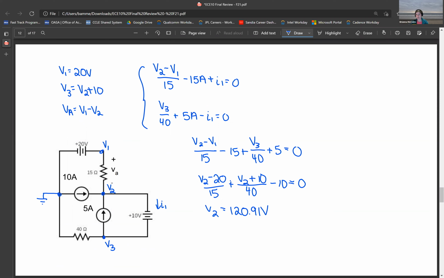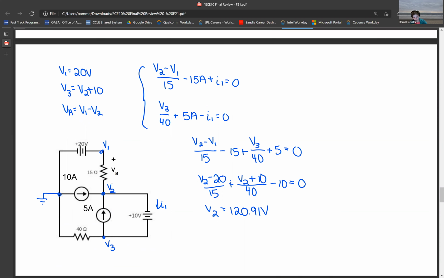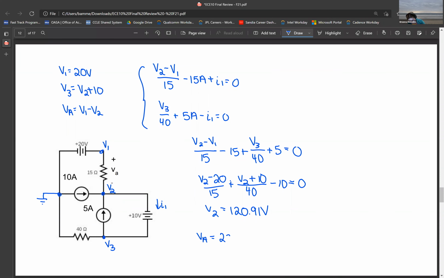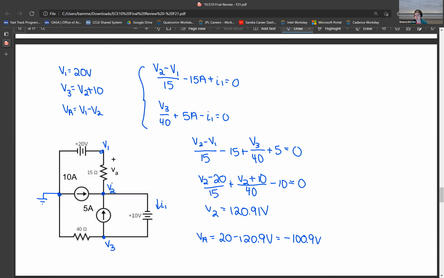And so now we're trying to find our value for VA. And so that's going to be V1, which is 20 volts minus V2. And that gives us our negative 100.9 volts that we got in the previous part of the problem. And so that's a very good sign that we did things correctly.